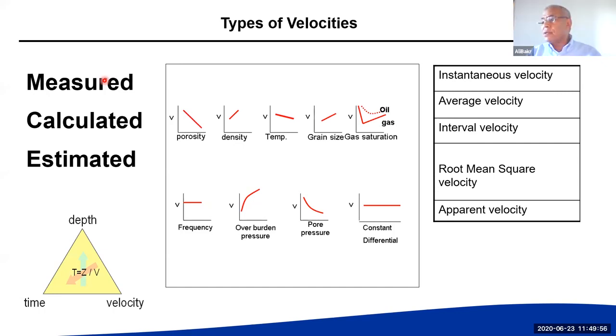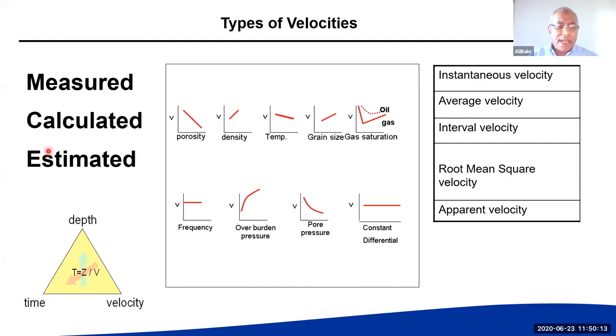Or you can get it from core, but you have to take into consideration the pressure, the temperature, and the condition of the core in order to measure the velocity. Then we calculate it if you use, as an example, Beck's equation or any other equation in order to calculate velocity. Then you can do some sort of estimation.